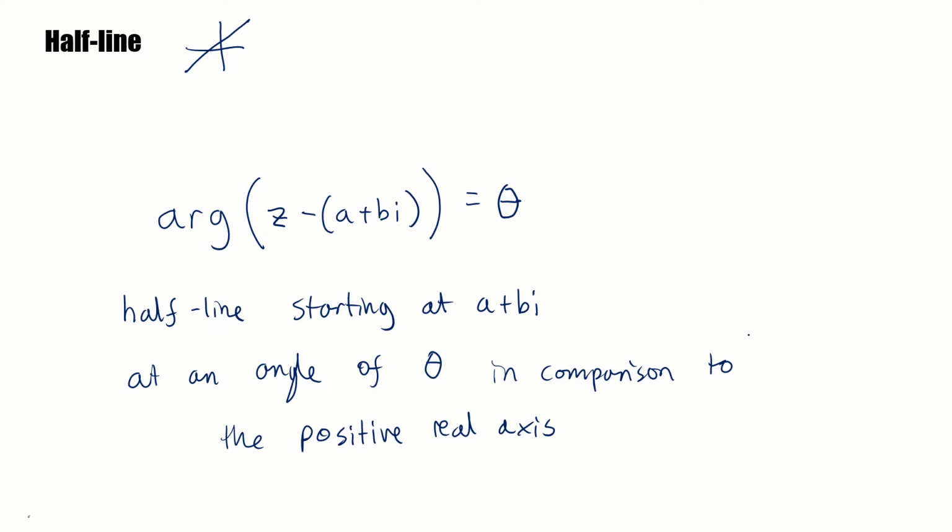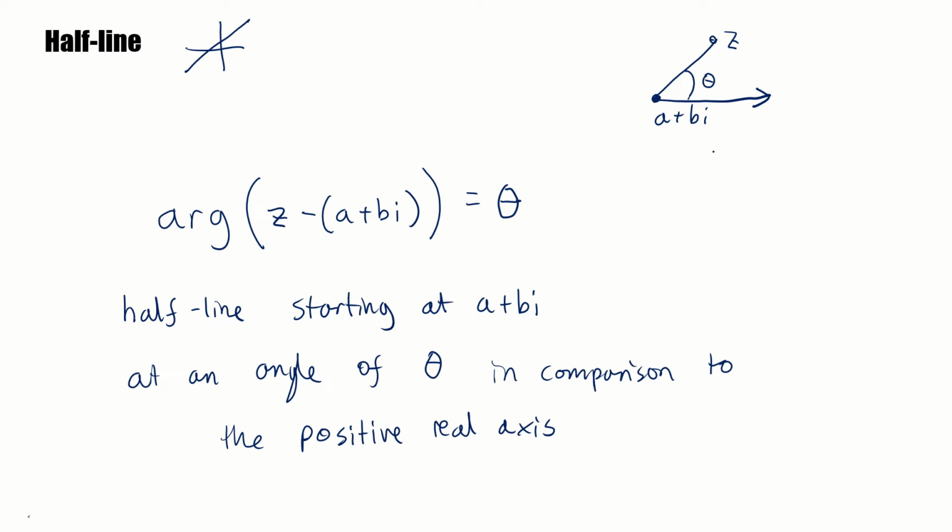Why does that work? Why does it look like that? Well, again, if we're doing z take away a plus bi, that means we're starting at a plus bi and then finishing at a point z. So we could write that. And then we're saying that makes an angle of theta with the positive real axis. And the positive real axis would be, of course, a horizontal line going to the right.